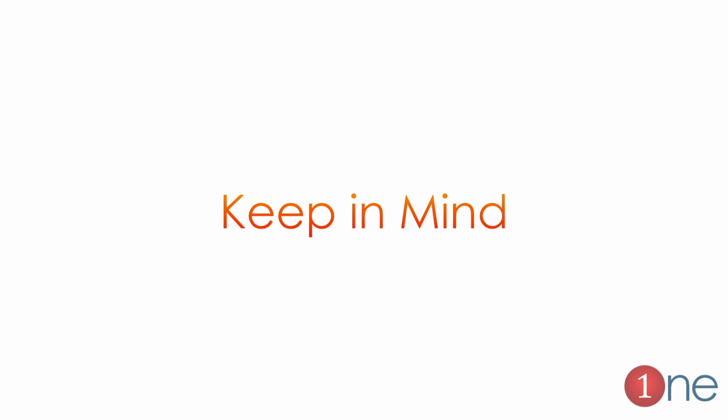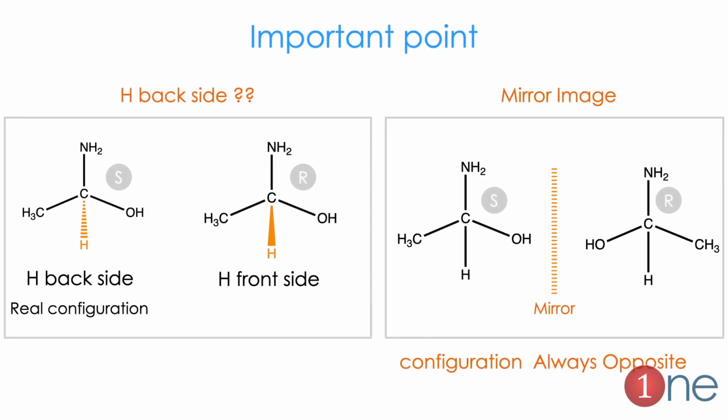Before you leave, I want to give you something to keep in mind. These are all the things that will help you solve the problems effectively. First, you should know whether hydrogen is on the front side or the back side. By convention, hydrogen should always be on the back side. Then only the real configuration will come. If hydrogen is on the front side, you will get the inverse configuration. Meaning if you get R, the real one will be the inverse. So you should check whether hydrogen is on the front side or back side.